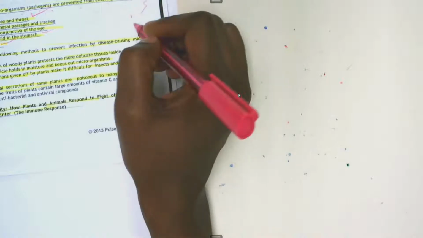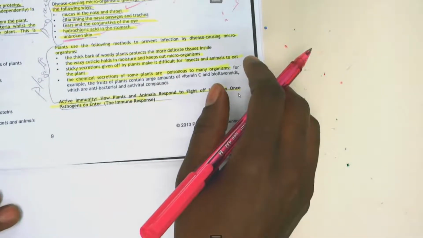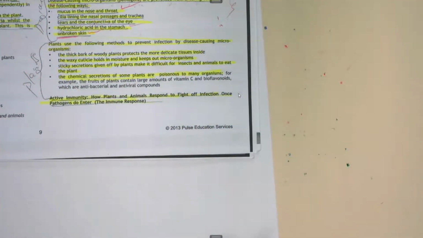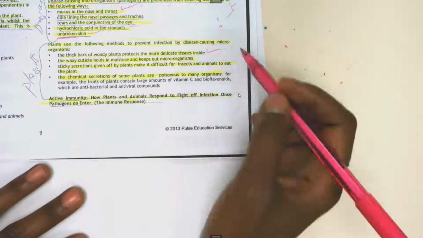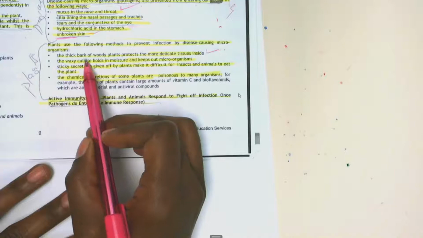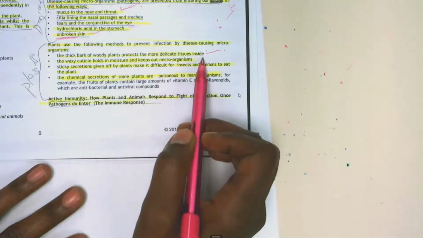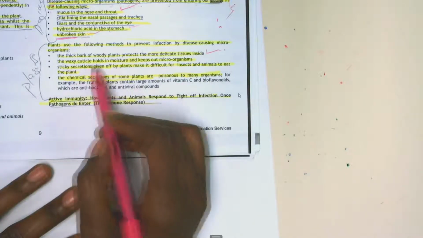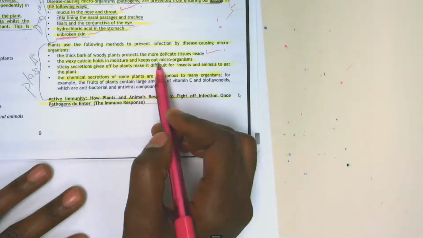But this is based on what? On animals. But when we move to plants, this is what happens. The methods that can be used to prevent infection by microorganisms. Number one, it is this one: a thick bark of woody plants protects the more delicate tissues inside. The second one, the waxy cuticle holds in moisture and keeps out microorganisms.